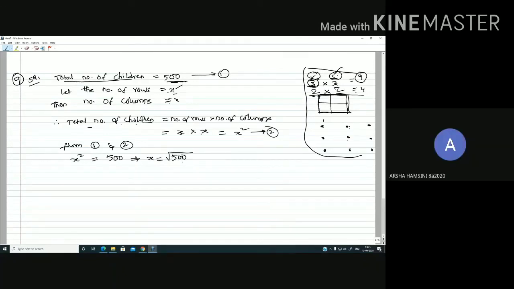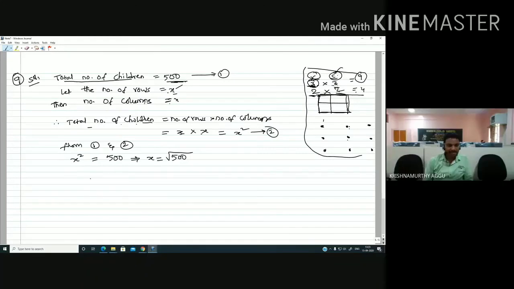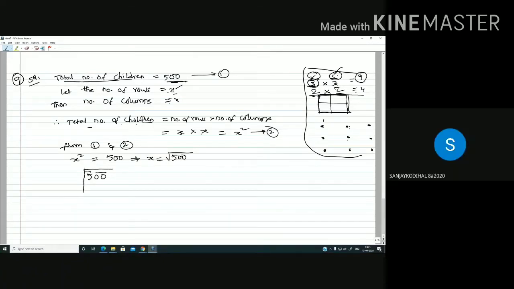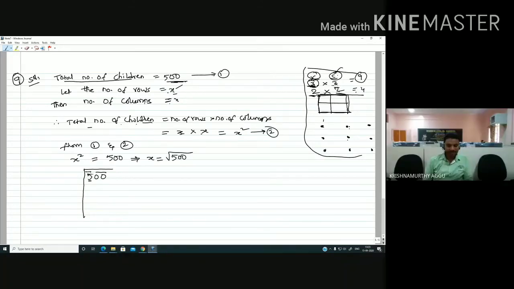So we need to find out the square root of 500 by using division method. Starting from the right, every two digit pairing. What is the number below the first bar? 5. Whether 5 is a perfect square number? No, sir.